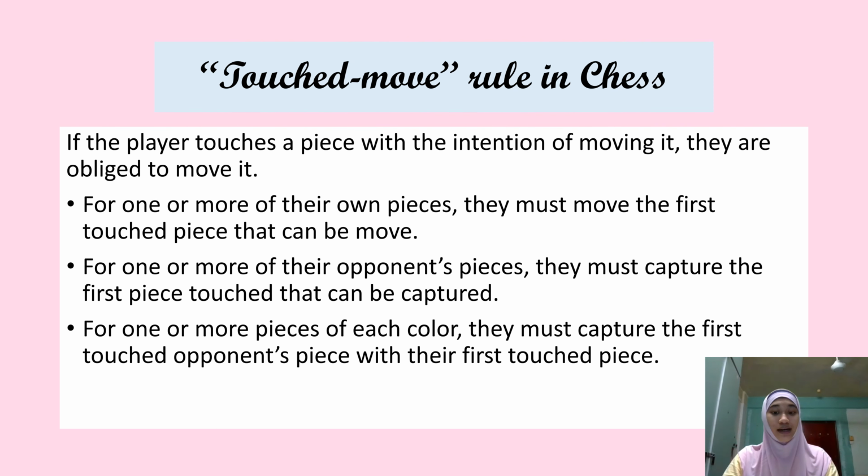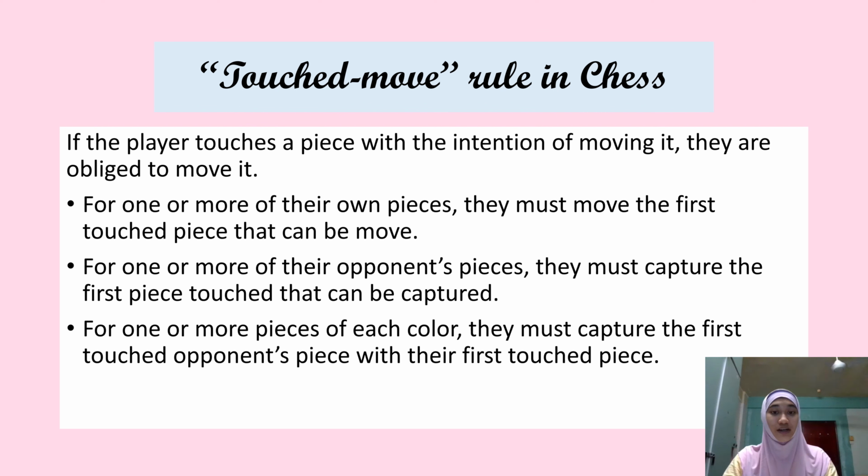For this slide, I'll explain the touch move rule in chess. According to the 5 laws, if the player touches a piece with the intention of moving it, they are obliged to move it. For one or more of their own pieces, they must move the first touched piece that can be moved. For one or more of their opponent's pieces, they must capture the first piece touched that can be captured.